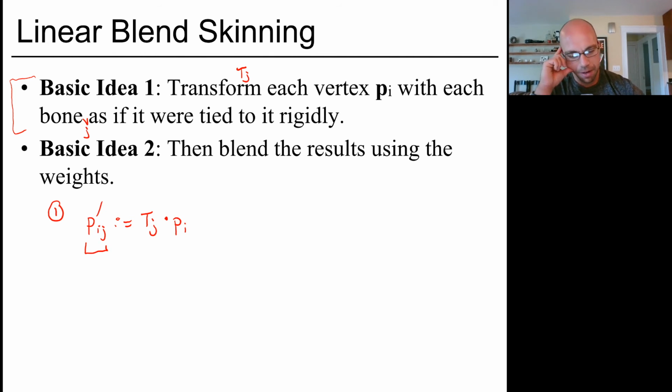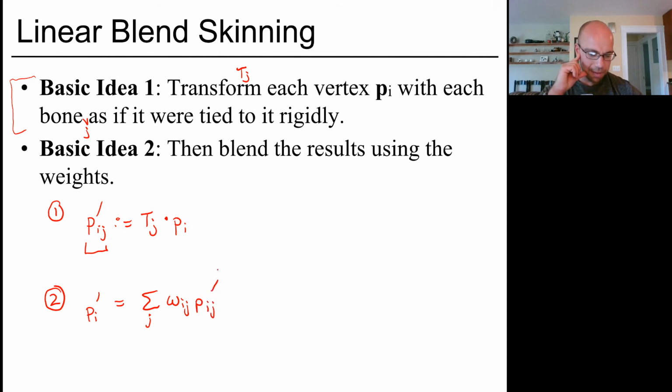So that's step 1. And then in step 2, we want to take a weighted average using our skinning weights. So in order to do that, I want pi prime. There's no more j, right? Because at the end of the day, I don't care about the bones. I just want the pose of the mesh. And I'm going to do that by taking a weighted average. So I'll sum over all the j's, the weight of bone j on vertex i, times that vertex that got displaced in the previous step.